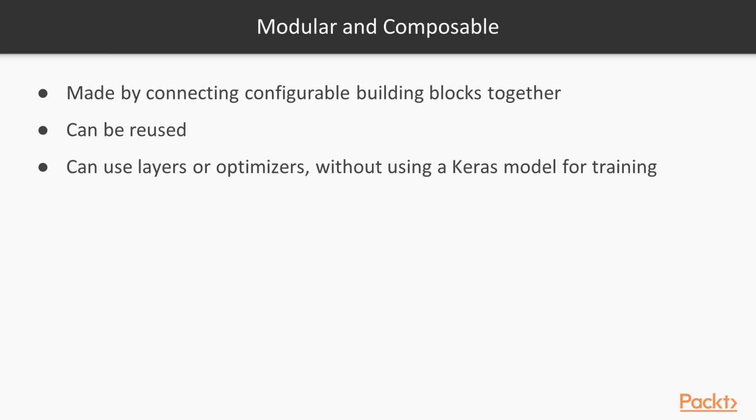Keras is modular and composable. Keras models are made by connecting configurable building blocks together with few restrictions. Parts of Keras can be reused without having to adopt or even know about everything the framework offers. For instance, you can use layers or optimizers without using a Keras model for training.